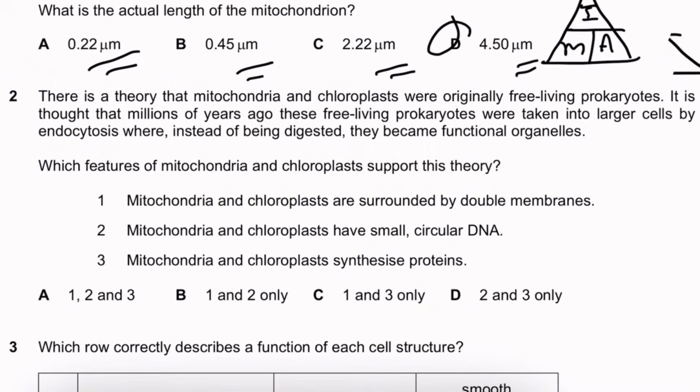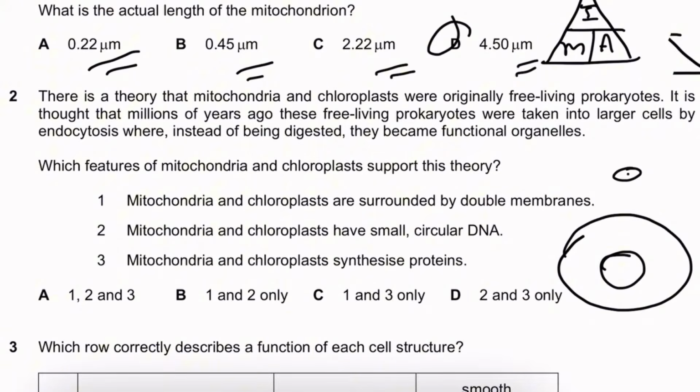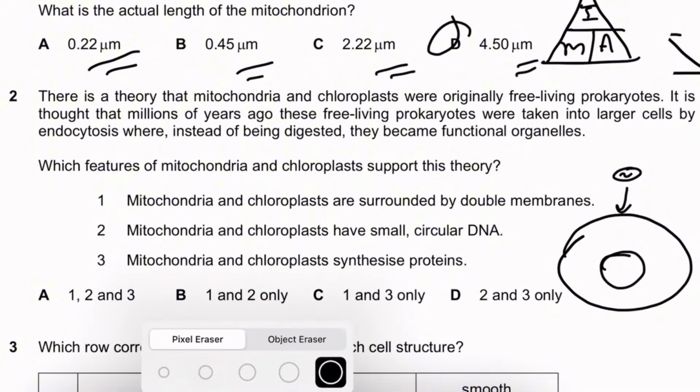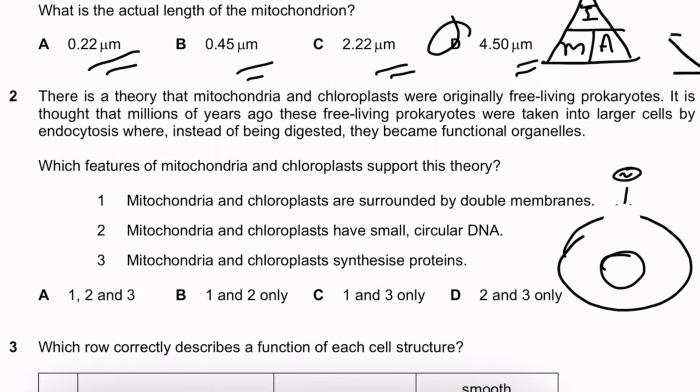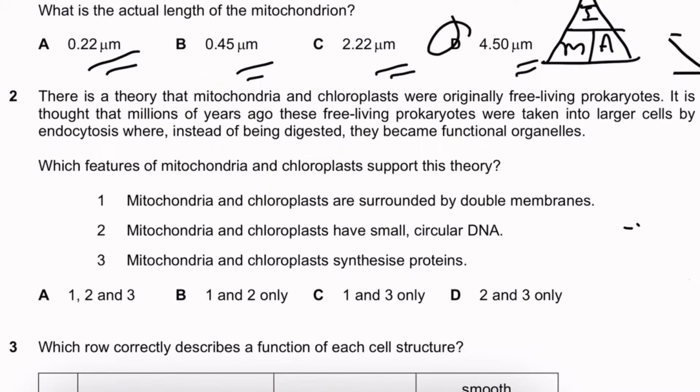Because these bacteria or prokaryotes were taken into the cell by endocytosis. So this is the cell, and this is the bacterial cell, which has a single membrane and some DNA inside. What happens is that this is engulfed by the cell, meaning it's wrapped by a membrane, and it comes in as a little vesicle. So this is endocytosis. What we expect is that there will be an outer membrane, which is the endocytic membrane, and then the inner membrane, which is the membrane of the prokaryote. So it makes sense that the organelles would have double membranes.